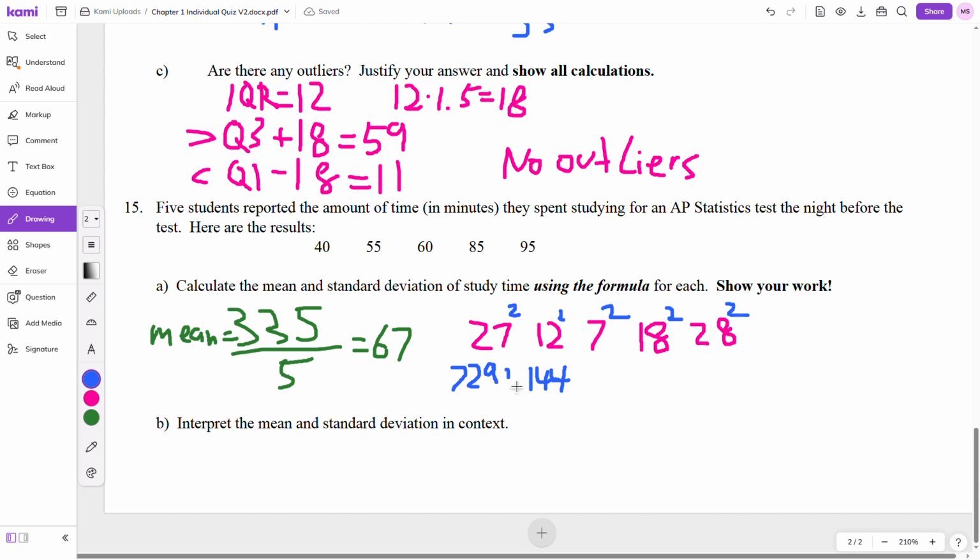729 plus 49. I think this one's like, what is it, like 324 or something? Yes, it is 324. Okay, good. And then 28 squared, which is 784. And then you add all those up. And what you get is 2030.